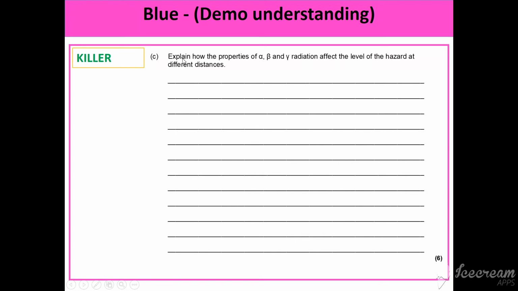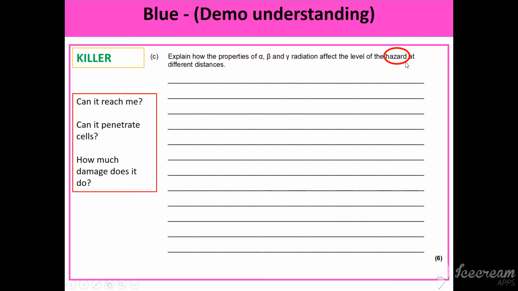So what we've got to do is explain how the properties of alpha, beta, and gamma radiation affect the level of the hazard at different distances. Now, hazard is the issue here. A shark is dangerous to me, but is it dangerous to me right now? No, because I'm not in the sea. So each of these is going to be the most dangerous in different situations. What we need to think about here is, can it reach me? Can it penetrate cells? And how much damage does it do?